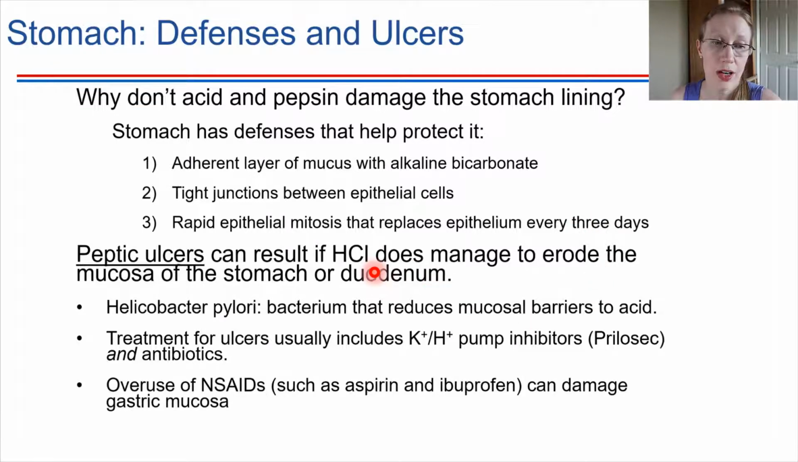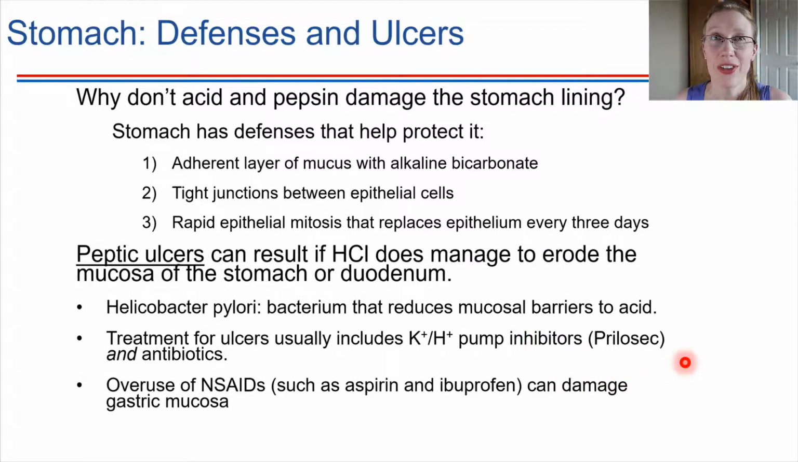Sometimes HCl does manage to erode sections of the stomach mucosa, and also in the first section of the small intestine. Sometimes this can happen, and this is what an ulcer is. A peptic ulcer is a spot where there has been damage due to these substances. Many people who have ulcers also have a certain type of bacterium living in their stomach. It's called Helicobacter pylori. The presence of this bacteria doesn't necessarily cause the ulcer, but it can contribute to it. The presence of this bacterium tends to reduce the mucosal barrier, and so it makes a person more susceptible to damage.